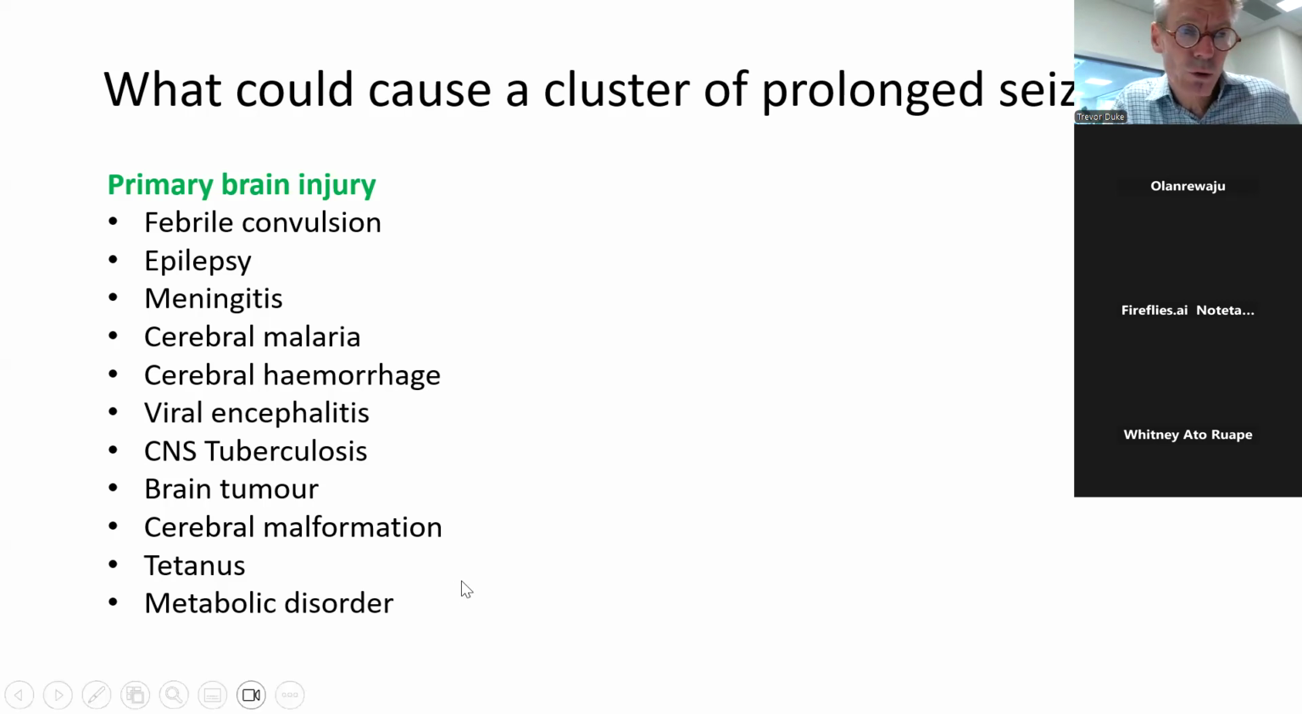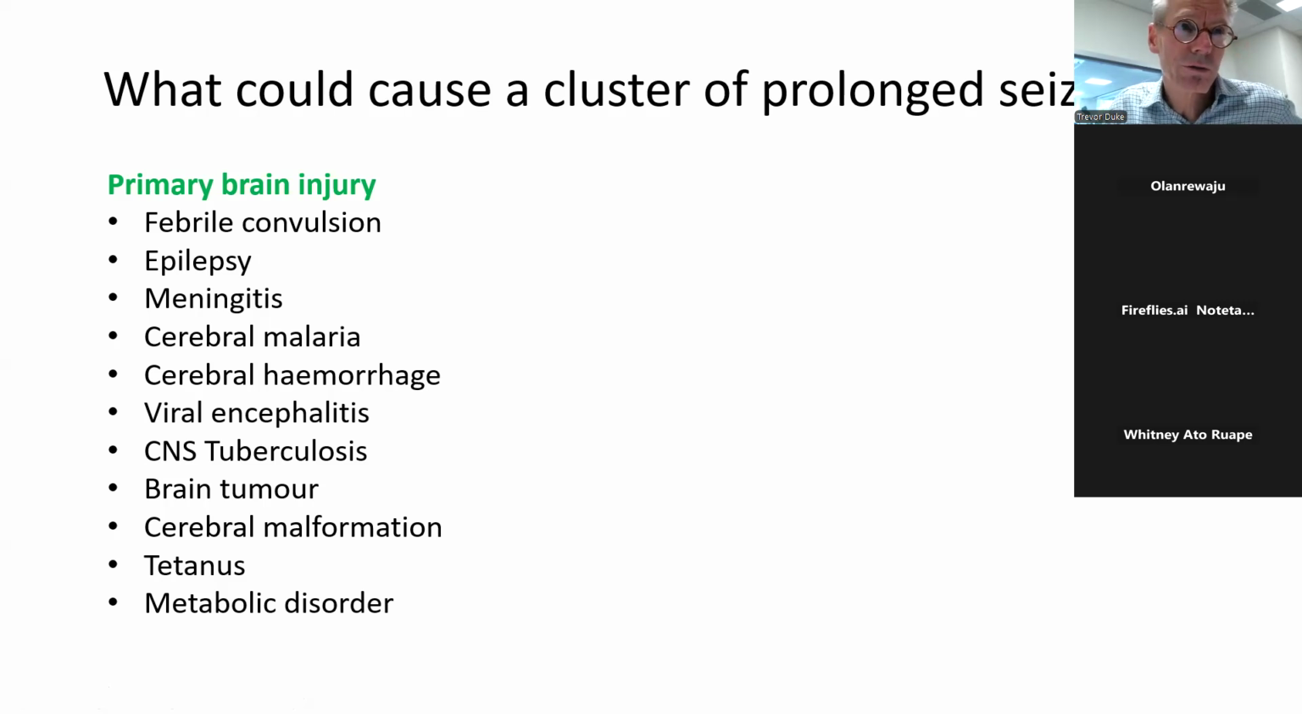Now, they're all causes of primary brain injury. When we think about any child who has an encephalopathy, we need to think about it in two ways. One, what's the primary brain injury? And the other one is, is there any secondary brain injury? And unfortunately, many children who have prolonged convulsions also can get secondary brain injury.